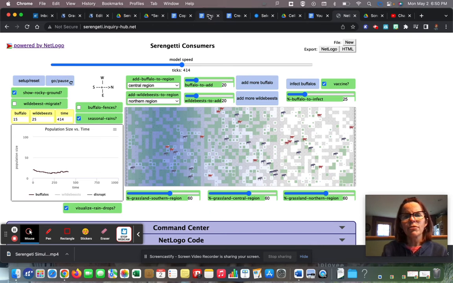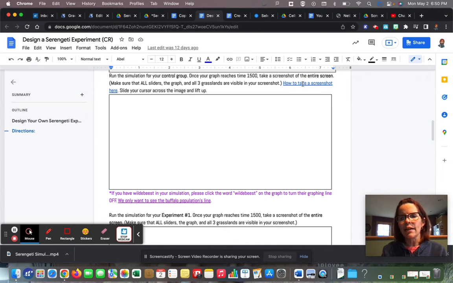Sorry. I think I give you instructions for how to do it. Yep, it says how to take a screenshot here. So click on that and it'll tell you what you need to do if you don't already know how to take a screenshot. And then you insert the screenshot right here in the image. So everything that I want to see, I need to see all of the sliders, the graph, and all the grasslands visible in your screenshot.